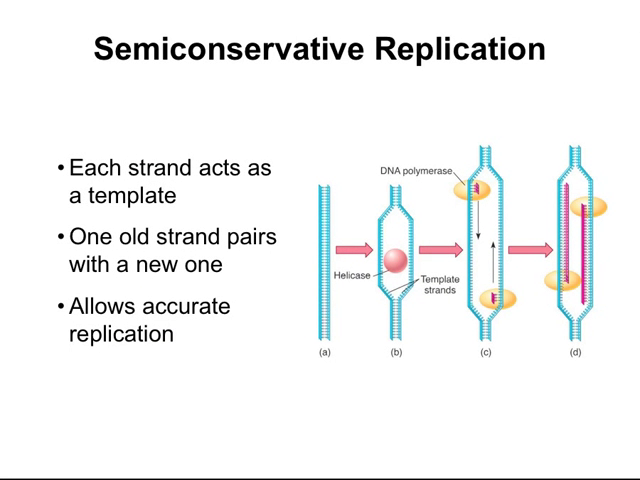Let's begin. The animation just showed us that replication is semi-conservative. That means that each strand acts as a template for the new strand, and each old strand pairs with one new strand. This semi-conservative means of replication allows for accurate replication.